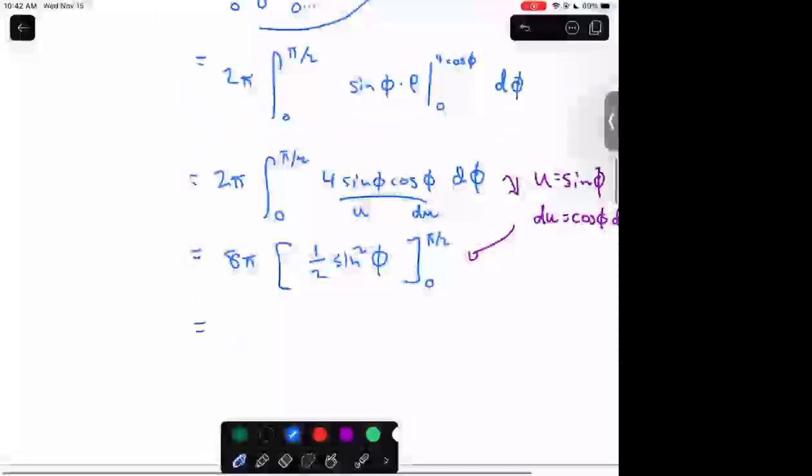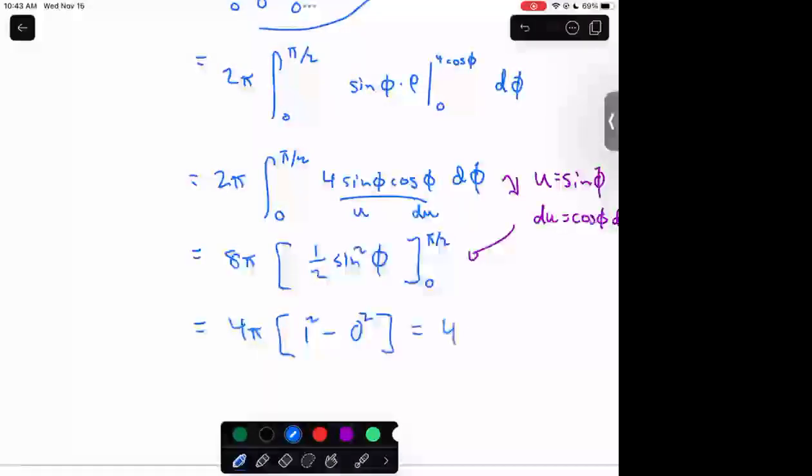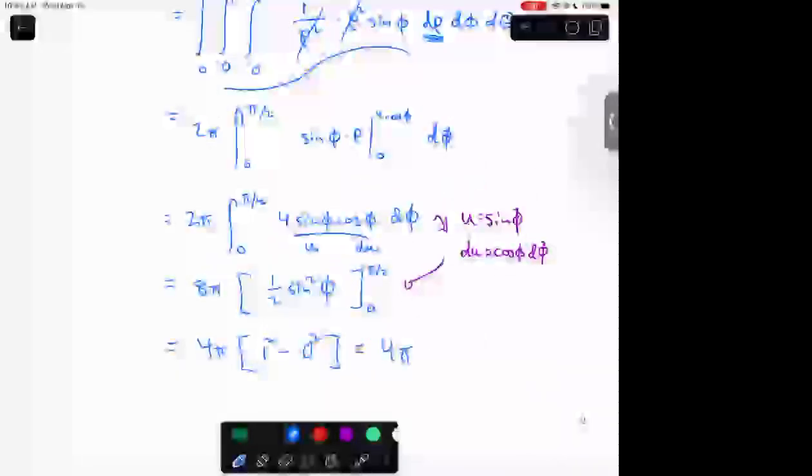All right, well, the 1/2 can come out, cancel with the 8 pi there a little bit to get 4 pi. Sine squared at pi over 2, well, sine of pi over 2 is 1, and sine of 0 is 0. Of course, when you square those, they're not very interesting. And so you just get to that 1 minus 0 times our 4 pi. That's going to be 4 pi.